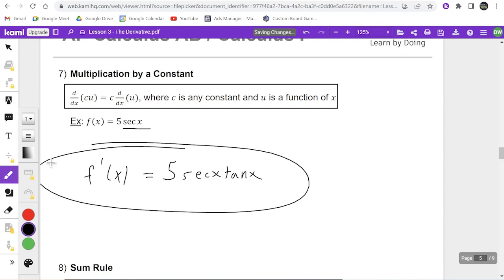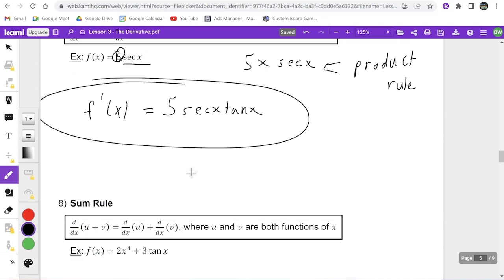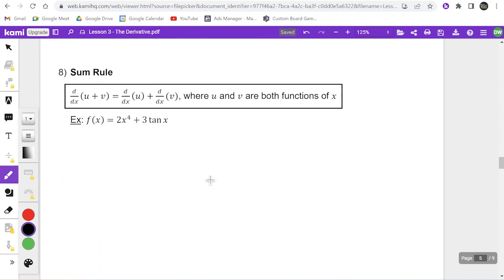Notice this is not a product rule. Why not? A product rule has an x there. So in other words, if this was 5x times secant x, that's a product rule. That's when you got to do the u and v and the u prime and v prime. But when I just have a coefficient, just the number 5, then just put the 5 out in front. It's the easiest thing in the world. Don't forget that.